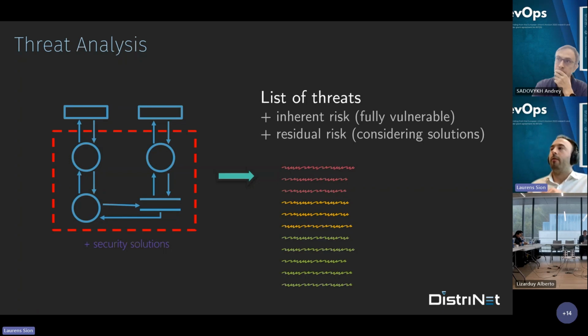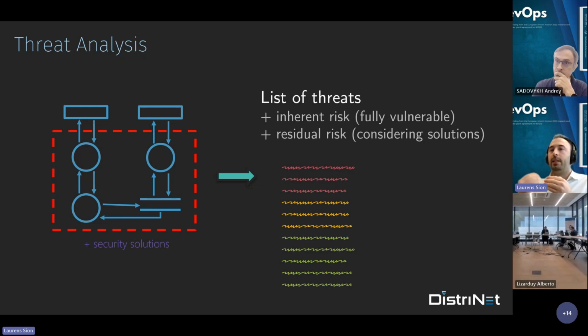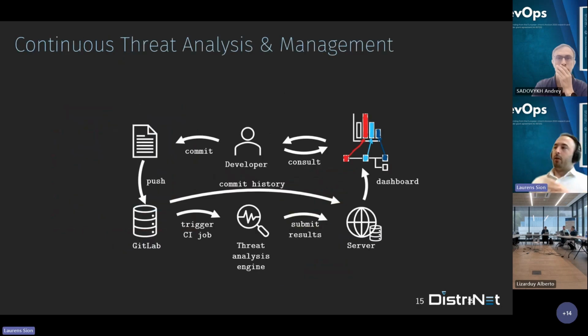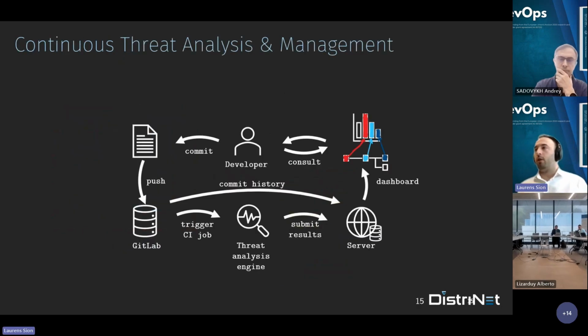And in addition to that, we have a number of risk values. We have the inherent risk. This is the risk assuming you don't have any countermeasures at all, if you would be fully vulnerable, and the residual risk that takes into account the effect of the different solutions that you have in your model. So that allows you to really see what the impact is of certain countermeasures that you have added to your system. So with that, we can move on to an overview of our approach, the complete picture.